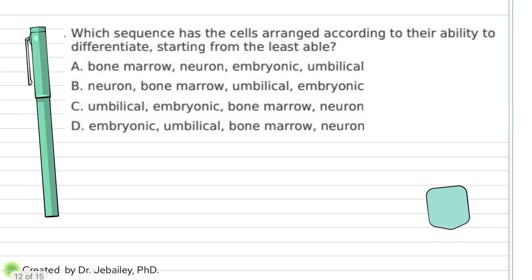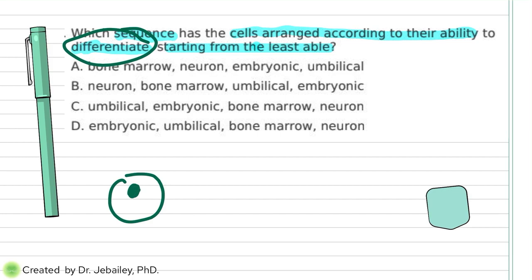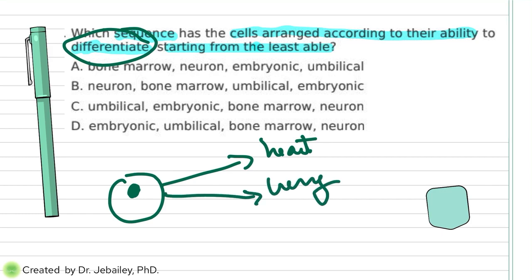Which sequence has the cells arranged according to their ability to differentiate, starting from the least able? Again, which sequence, so we're talking about a sequence right here, right? Has the cells arranged according to their ability to differentiate, starting from the least able. Now, let's go back to what differentiate means. Differentiate means in the beginning, you have no specific job. And then suddenly you become a specific job, like a heart job, or you become a lung job, or you become a liver job. These have been what? Differentiated.